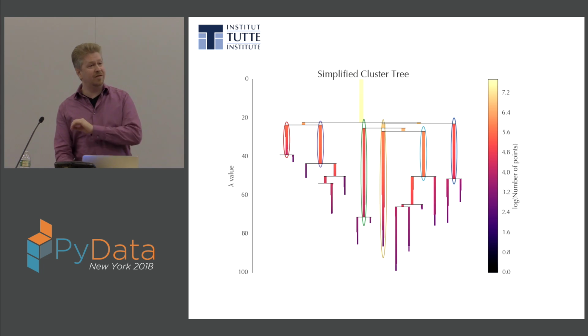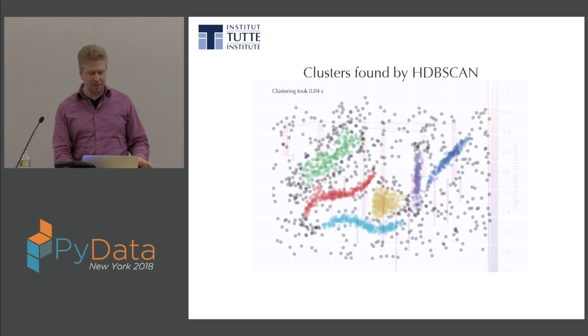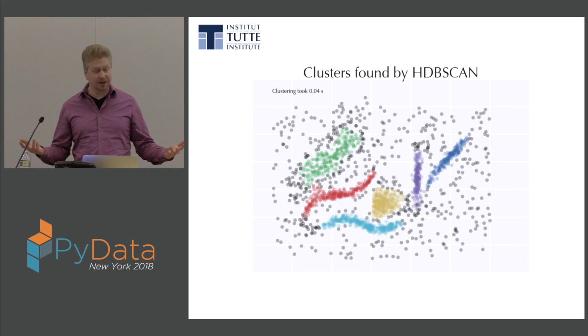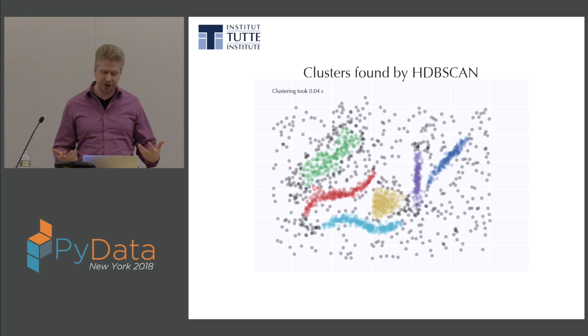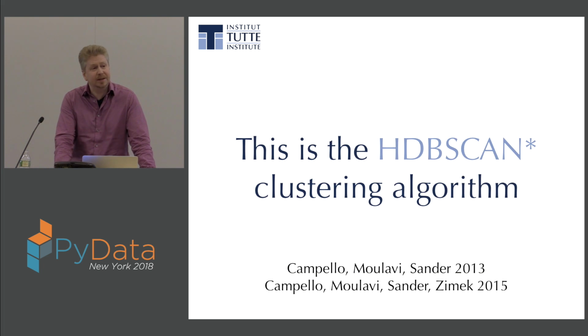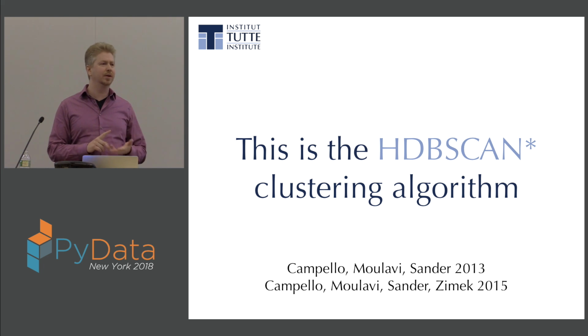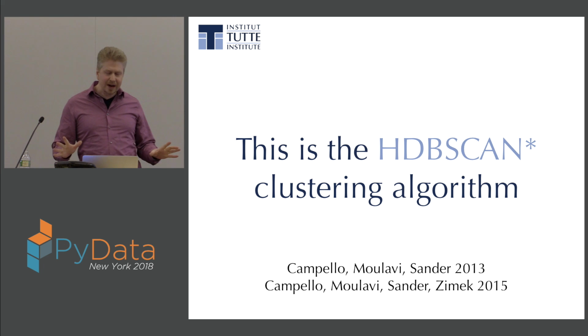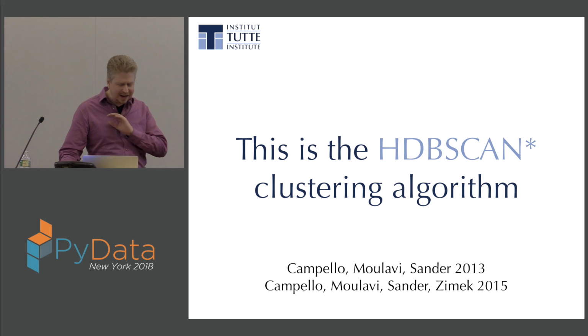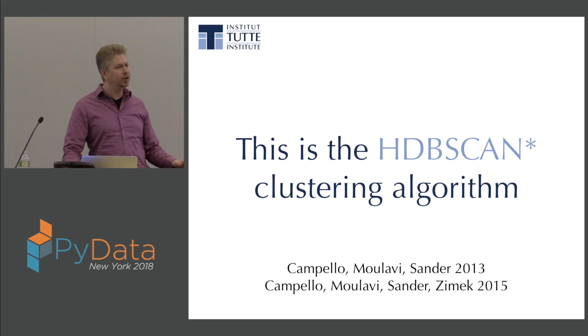And we're done. You get a very natural clustering falling out immediately from that. And that's the clustering I showed you earlier, and that's HDBSCAN. So this is the HDBSCAN algorithm. It was described in a couple of papers by Campello, Moulavi, Sander, and Zimek. It's a great advance in clustering. I can't say enough good things about it. It should be amongst the first clustering algorithms I think anyone should run on their data.